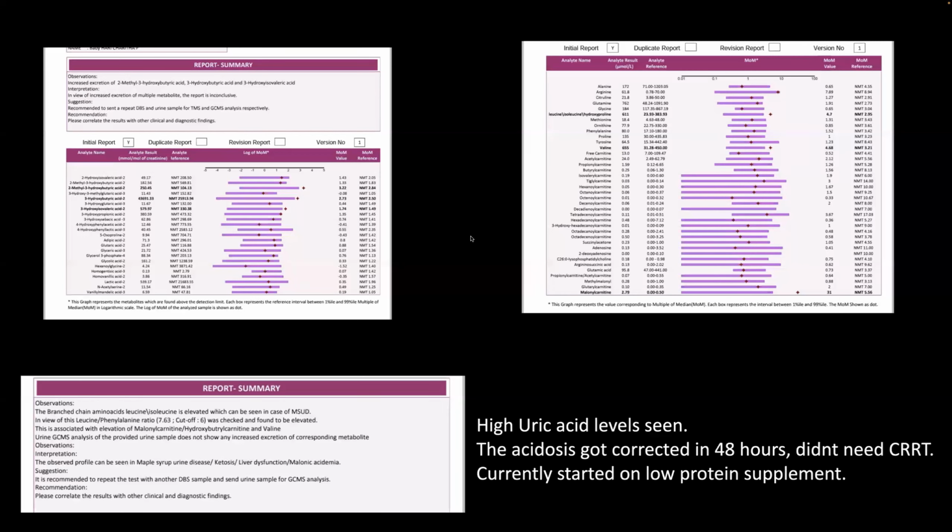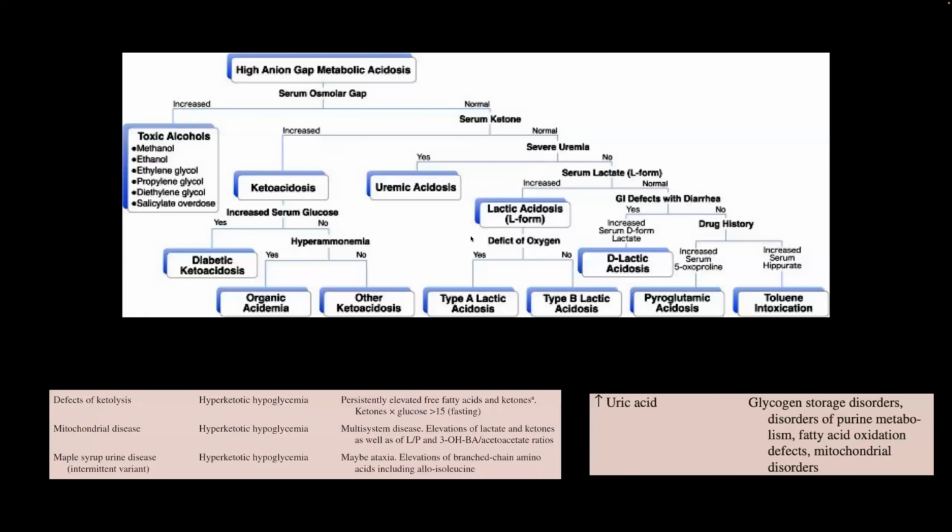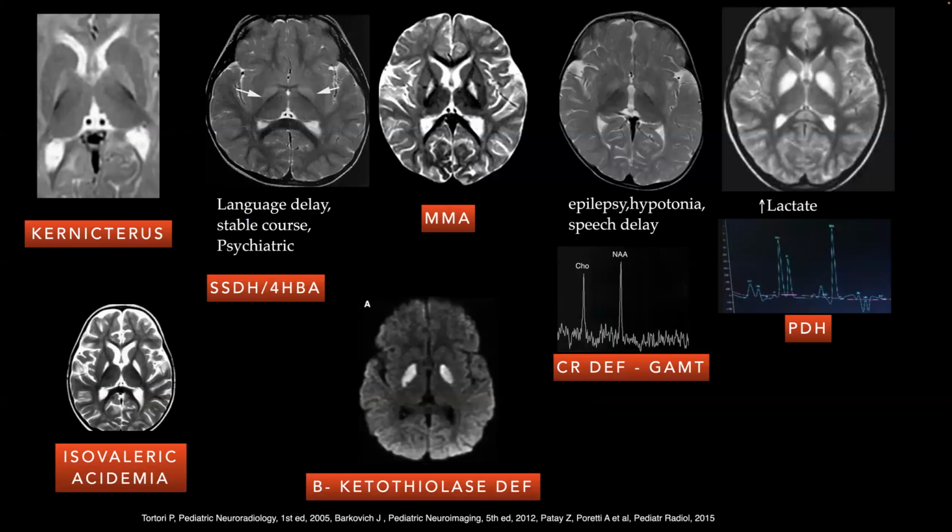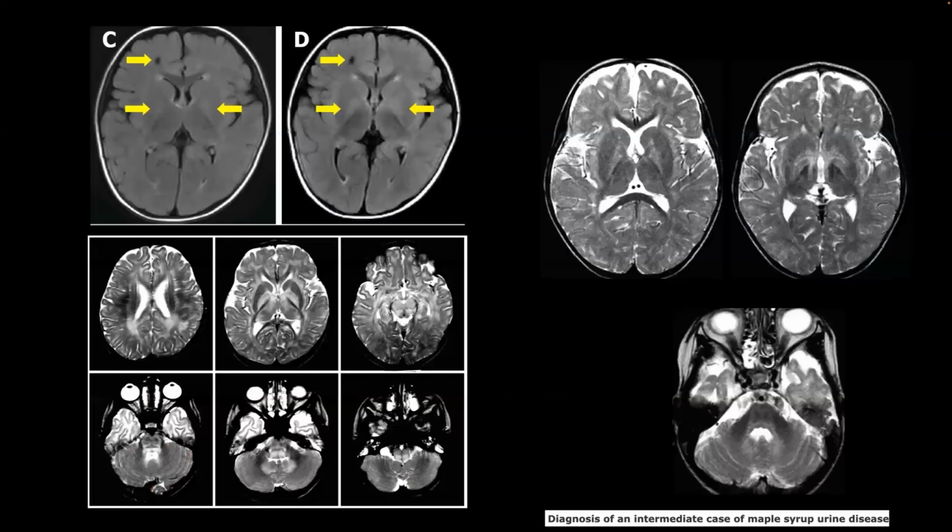We have sent the genetics, clinical exome. We are considering it as MSUD based on the raised branch-chain amino acids in the TMS. My main question was whether the imaging findings can be seen in intermediate type of MSUD, or is there any imaging clue for any other metabolic disorder?